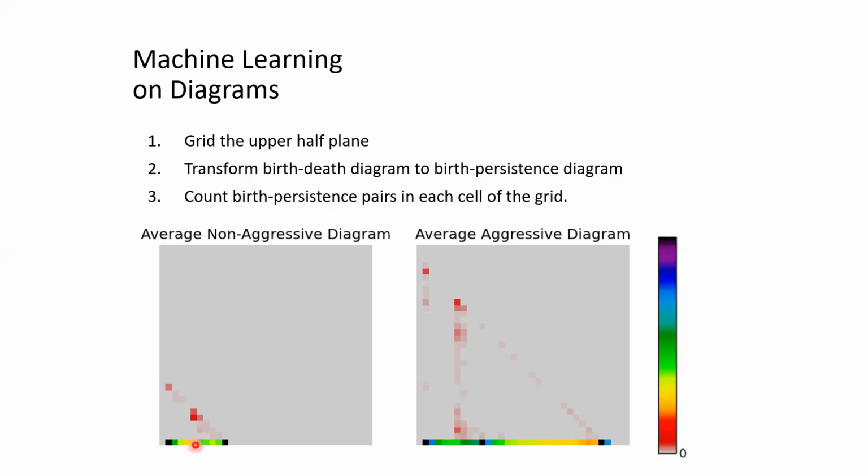So this here on the left is showing you the persistence diagrams that you get for the average non-aggressive driver. And then here on the right, you're looking at the average aggressive driver. So these, again, look like images that we can then use as vectors for machine learning applications.